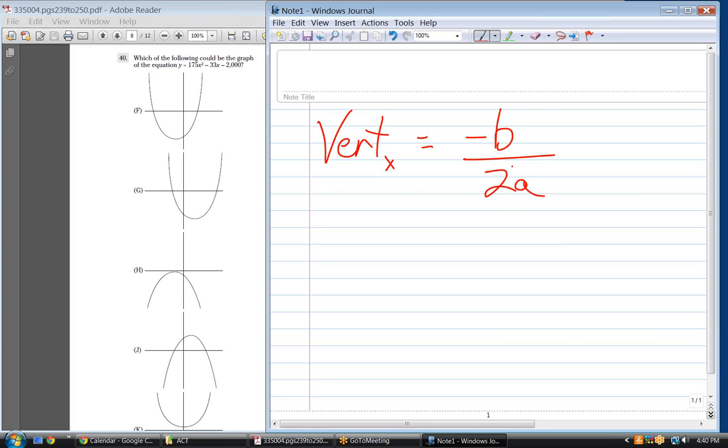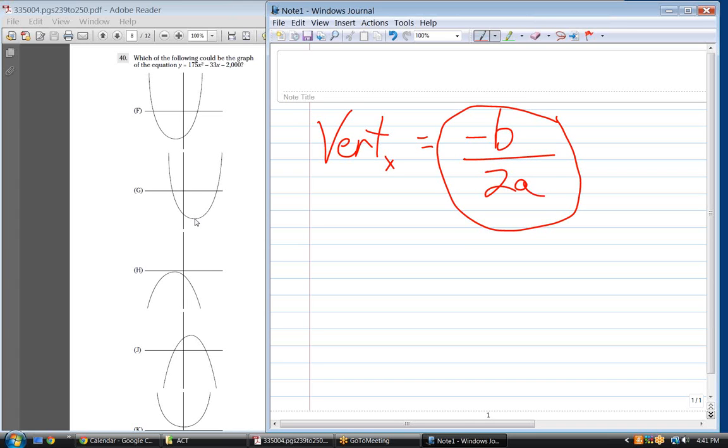So the only thing we need to know to answer this question is whether that's a positive or a negative number. If it is a negative number, then it's f. If it is a positive number, then it's g. Do you see why that would be the case? Yeah, that makes sense. Okay, so what is it in this case? So negative b, so 33 over 2 times 175.